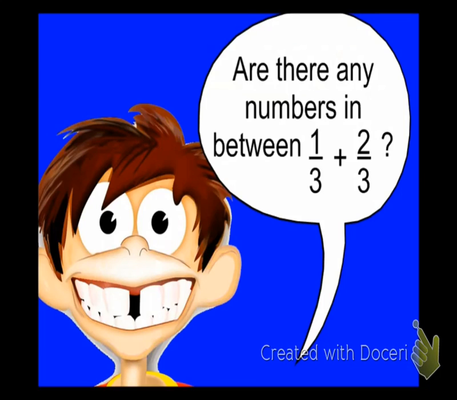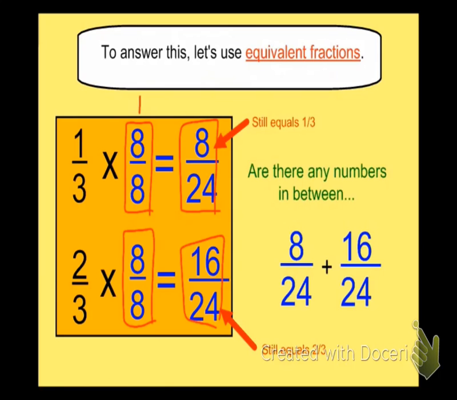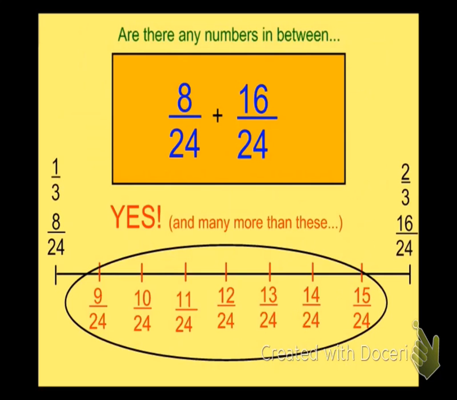So instead of asking you, are there any numbers between 1/3 and 2/3, I asked you, are there any numbers between 8/24, which is the same as 1/3, and 16/24, which is the same as 2/3? You'd say, oh, well, sure, yeah, there are quite a few things between 8/24 and 16/24. And there's actually a lot more than that as well. But equivalent fractions can help you in so many different ways when you're working with fractions.